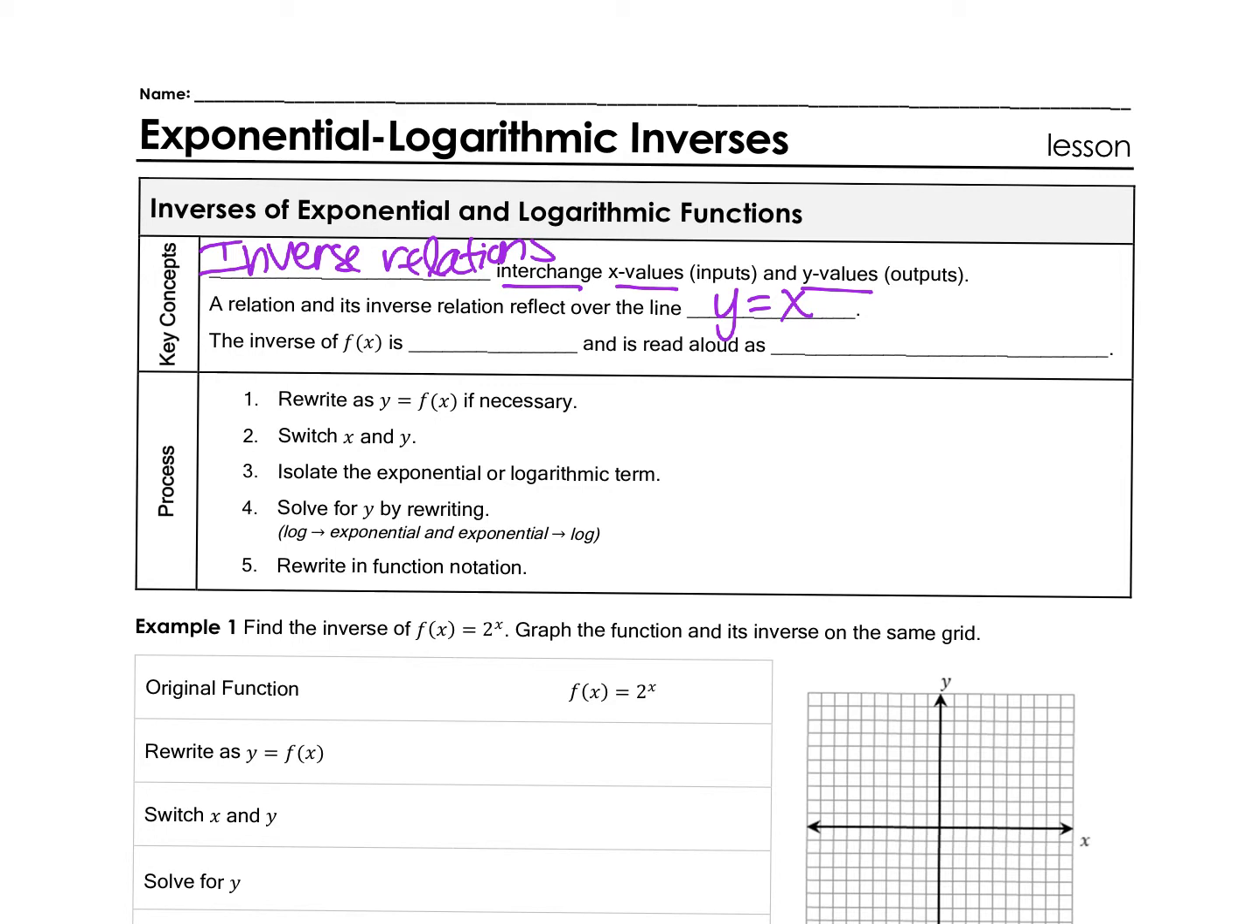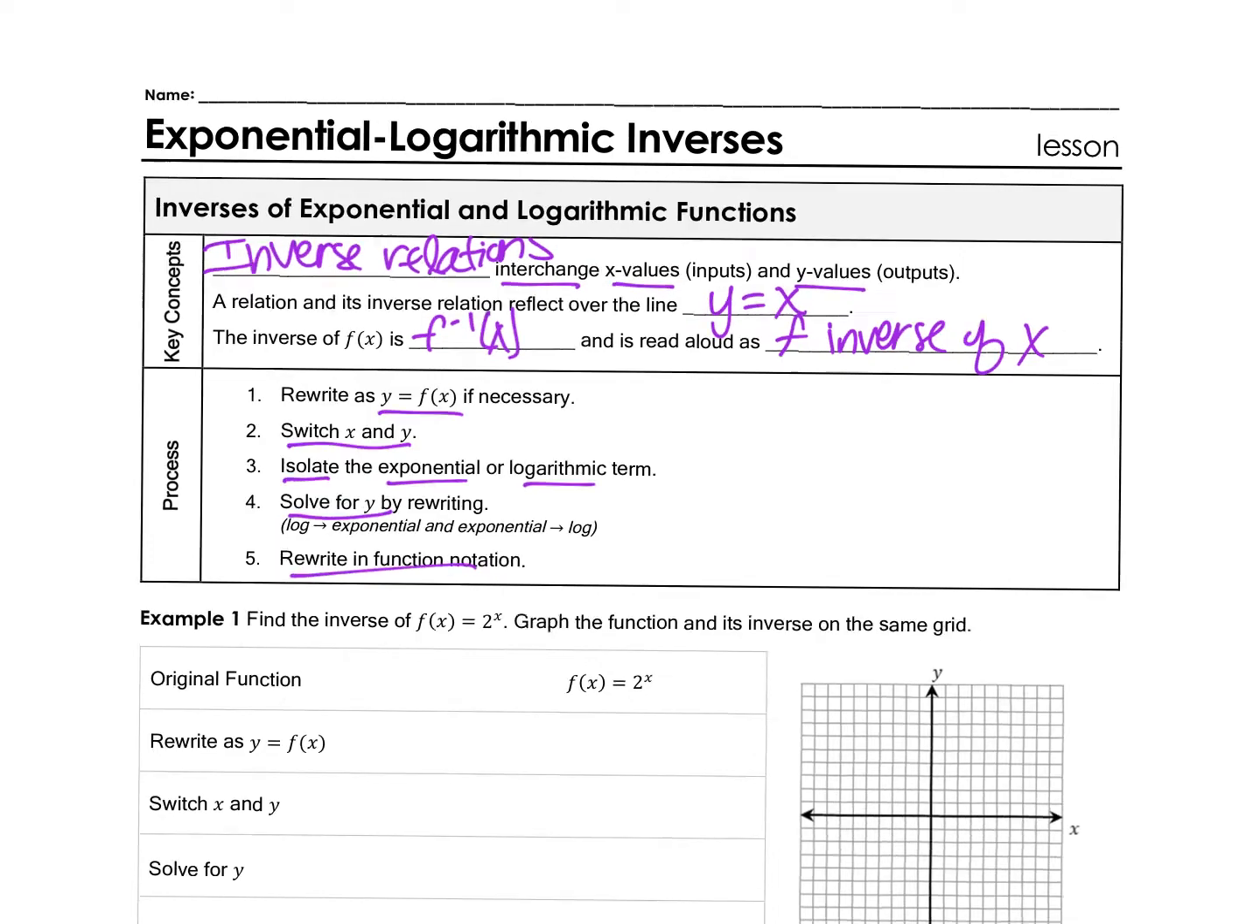The inverse of f of x is written with a symbol which is read aloud as f inverse of x. The first step is to rewrite your y as f of x, or f of x as y, because those mean the same thing. The second step is to switch x and y, and then isolate and solve for y. So you're either isolating the exponential or logarithmic term. Solve for y by rewriting, and make sure at the end you rewrite in function notation.